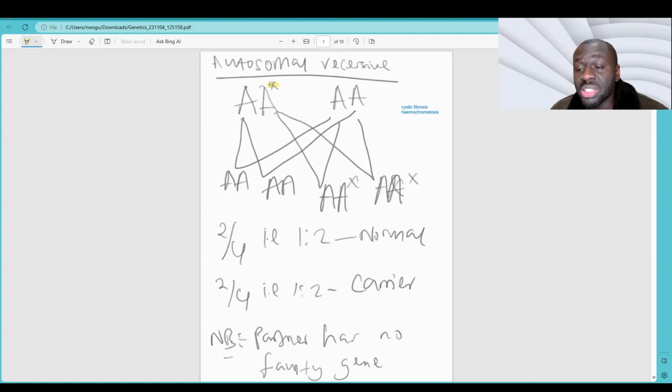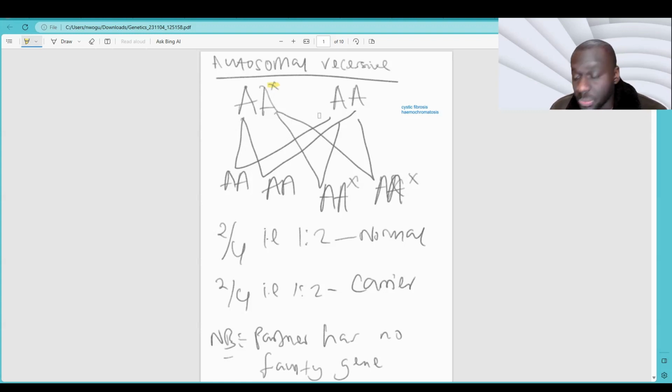The likelihood of you passing that gene to your child is completely by random selection. It happens completely randomly. There is no way to predict whether you're going to pass the normal gene or the faulty gene to a child, and that applies to every pregnancy.